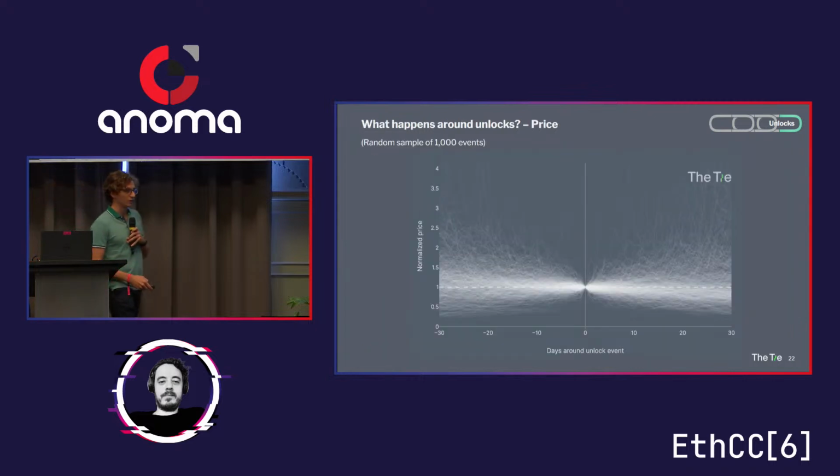So what does it look like in terms of price? You normalize the price around the price at the time of the unlock. So 1 is going to be the price at the time of the unlock. And you look at trajectories of that price around it. It's really hard to see here, so we'll maybe have the need to go into some statistics about this. But this is what it looks like.